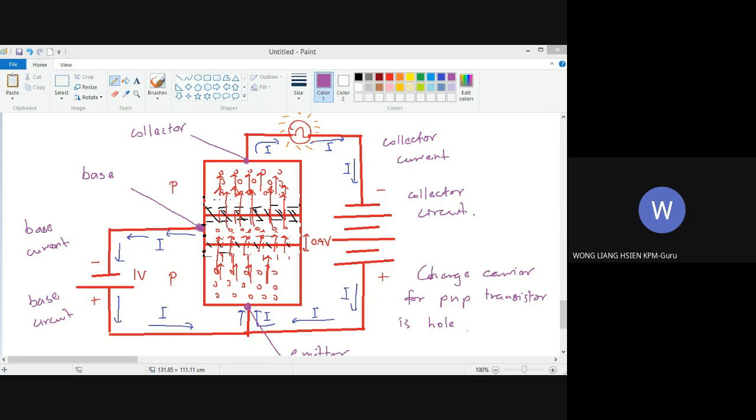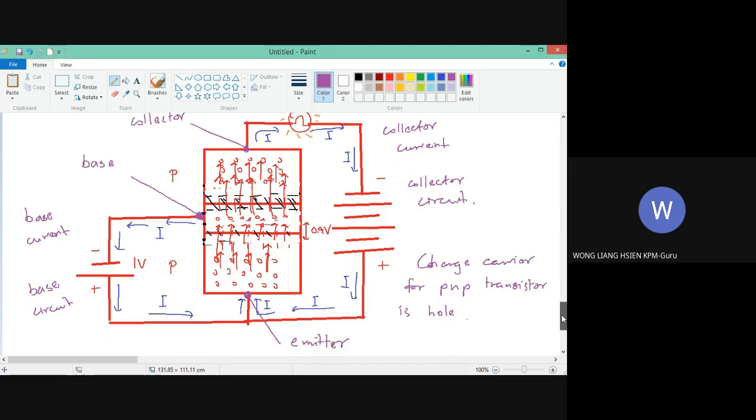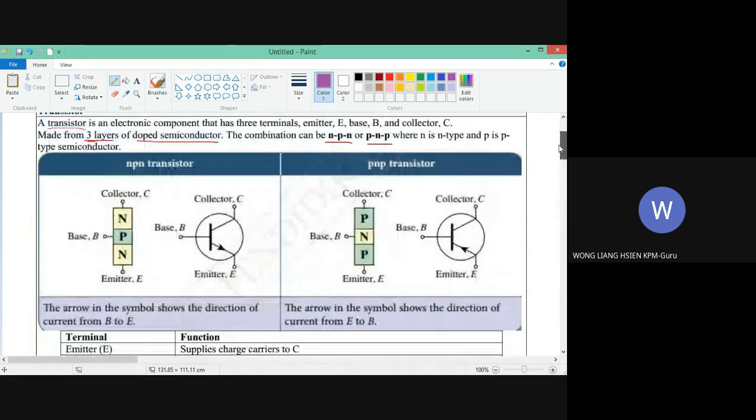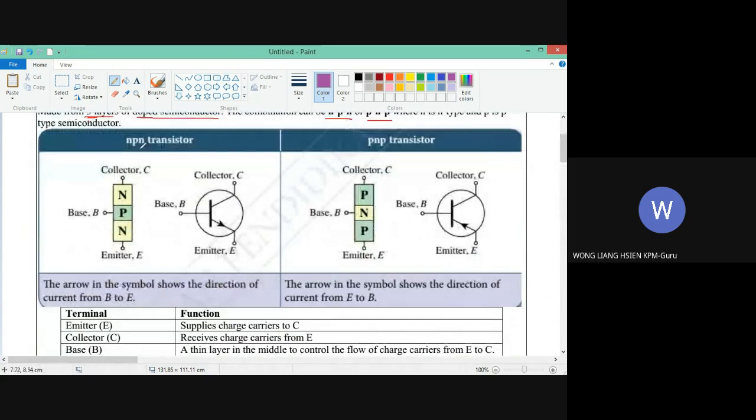All right. So now let's just go through that. So we have NPN transistor and PNP transistor, both already discussed. So here, this one is the emitter, this is the base, this is the collector. So for PNP, this side here is the emitter, this is the base, this is the collector.